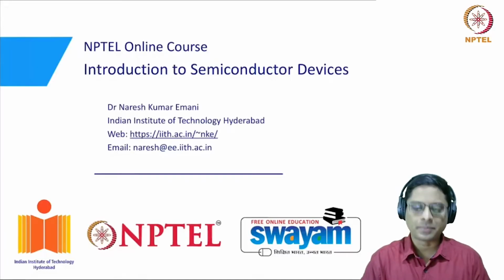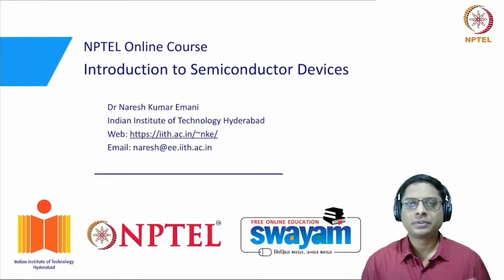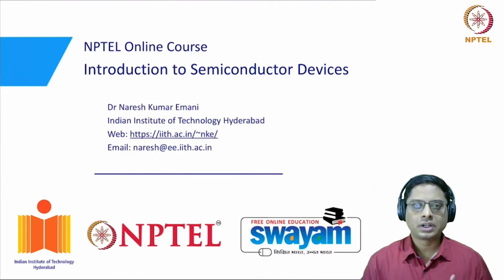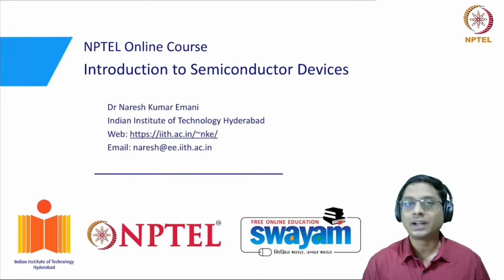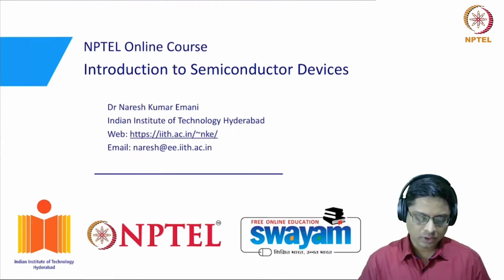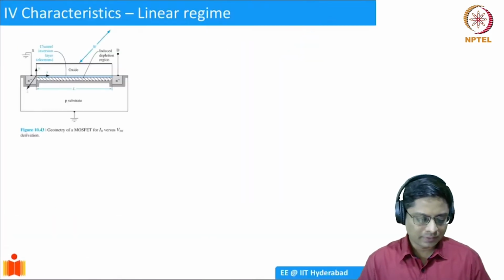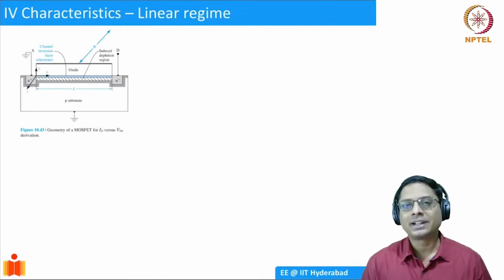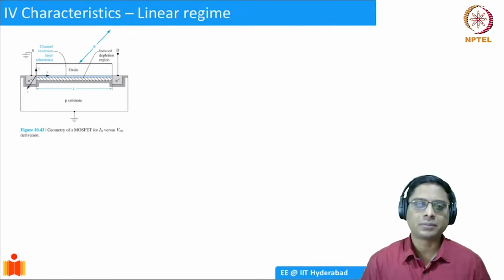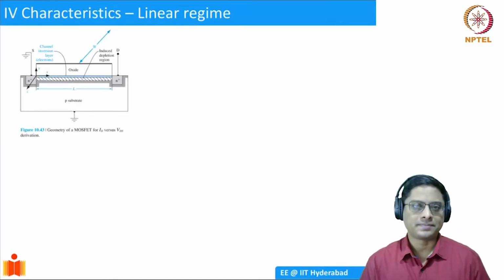Hello everyone, welcome back. So in the previous video, we understood how MOSFET operates. Qualitatively, we have explained what is meant by subthreshold, what is meant by linear and saturation regimes. So today, our goal is to get a more quantitative understanding. To do that, we will start with deriving an expression for the current in a MOSFET in the linear regime.